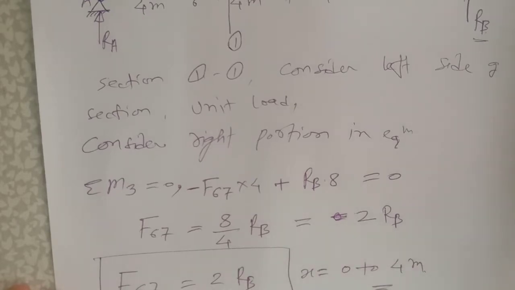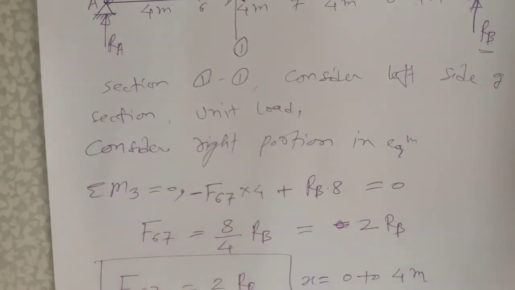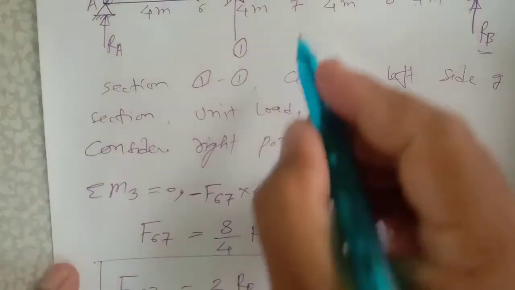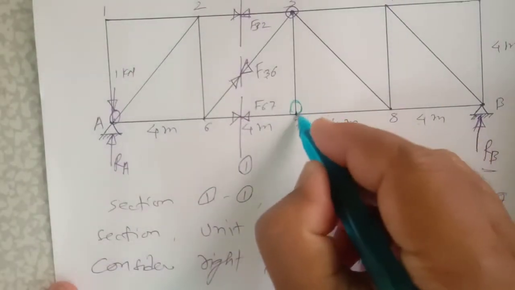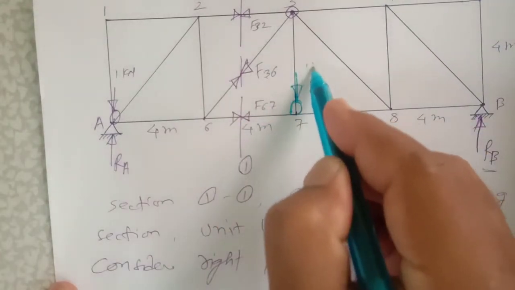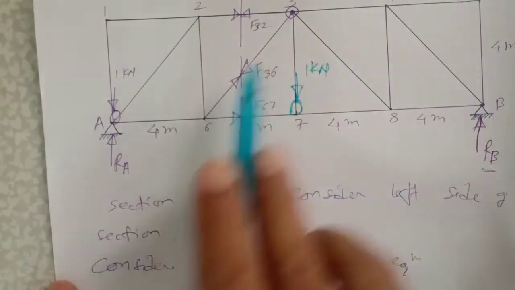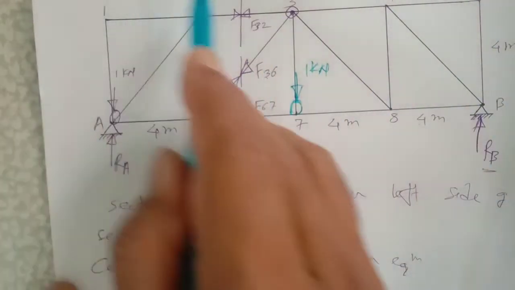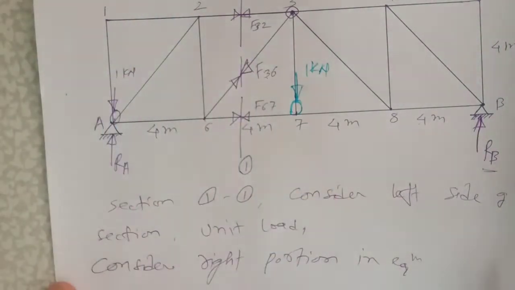This is the range. Okay, now we can shift the load. This load is shifted to this position. Now this is the position. We have shifted the load on the right side. 1 kilonewton load will be shifted to the right side of the section, and left portion in equilibrium. We have considered this portion in equilibrium.